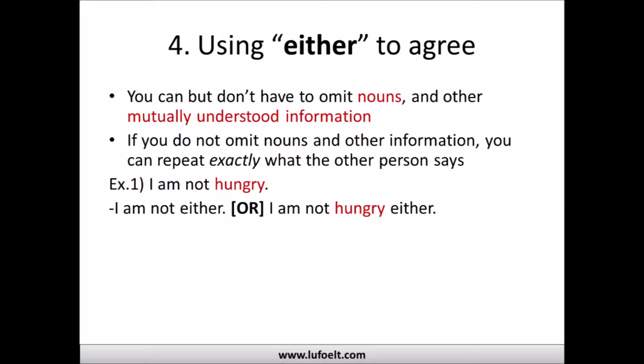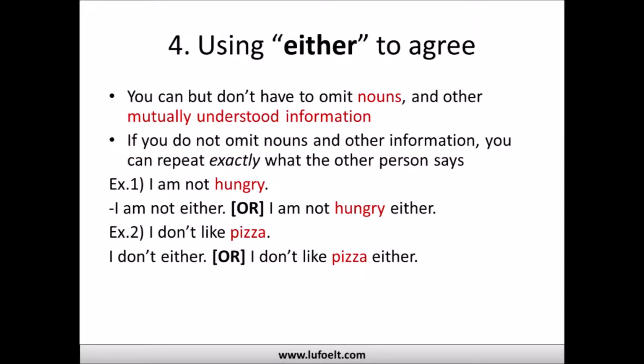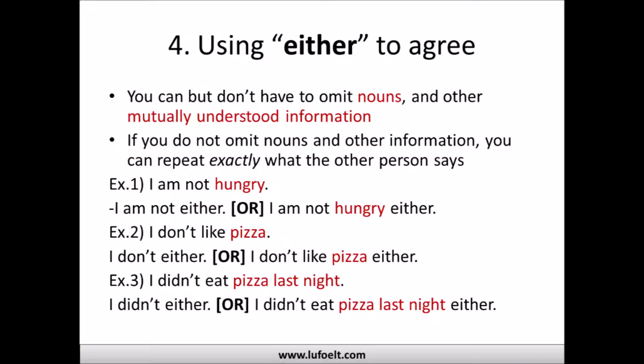All right, I don't like pizza. I don't either. I don't like pizza either. I don't like it either. You could say any of those. All right, and for the third example, I didn't eat pizza last night. You could say, I didn't either. I didn't eat pizza last night either. I didn't eat it either, like this, to agree.